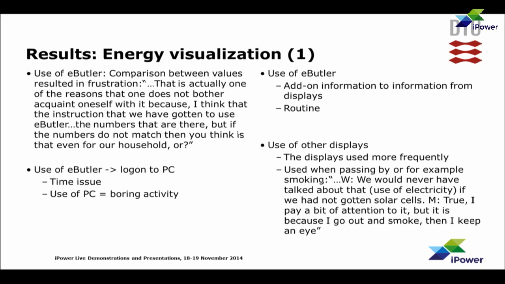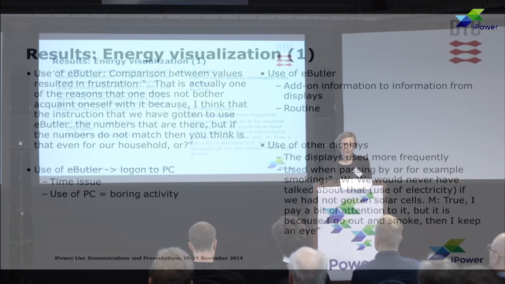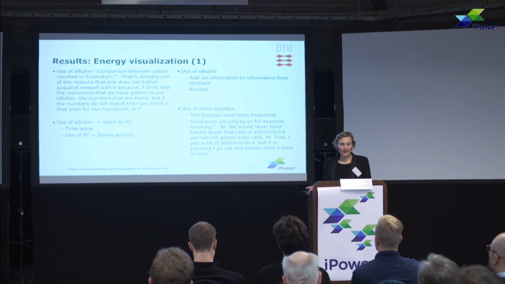One issue that the users found quite problematic was the difference between the values that they found on their displays and the e-butler. So the values on the inverter, for example, would not be completely the same as on the e-butler. And by seeing that they could not see the same numbers, they became quite skeptical. As one participant said: that is actually one of the reasons that one does not bother to acquaint oneself with eButler, because I think that is the instruction that we've gotten to use eButler. It says what you can read, right? That you can see. The numbers are there, but if the numbers do not match, then do you think it's even for our household?